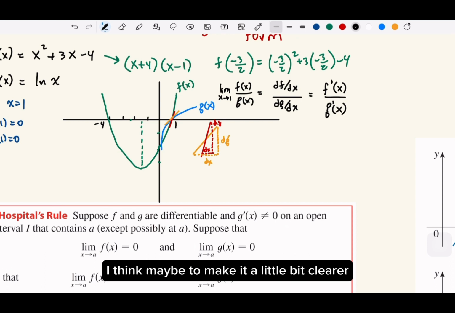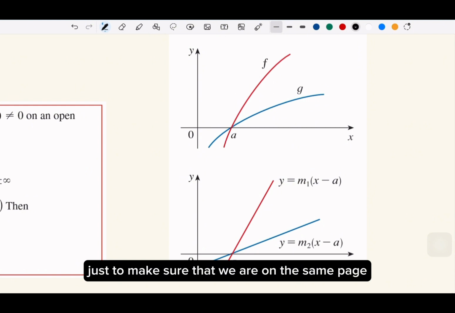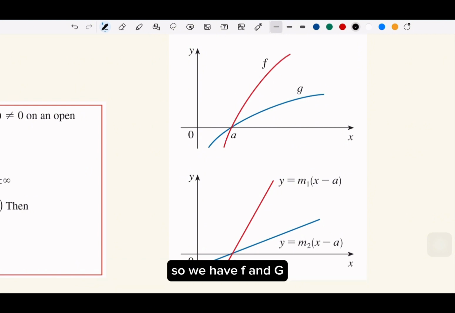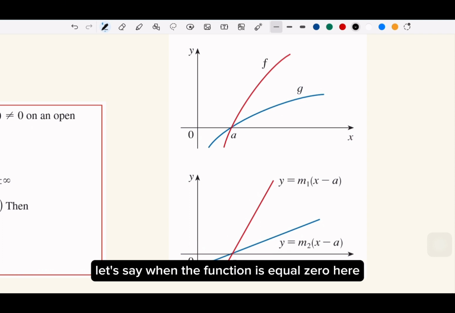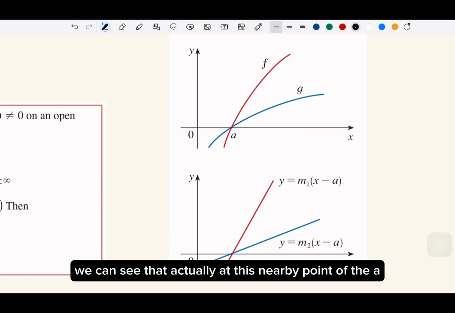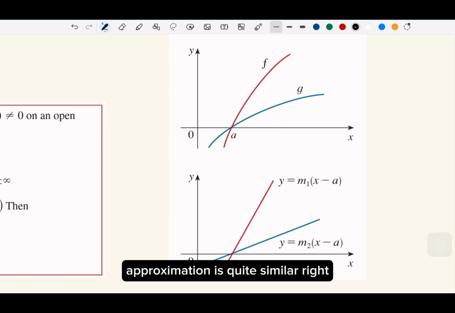Maybe to make it a little bit clearer, you can see this picture here, just to make sure that we are on the same page. So we have f and g. f and g can be any functions. If we make a tangent line from f and g at the same point, let's say where the function is equal to 0, we can see that at this nearby point they are quite similar. They have the same behavior. The approximation is quite close to the real value.